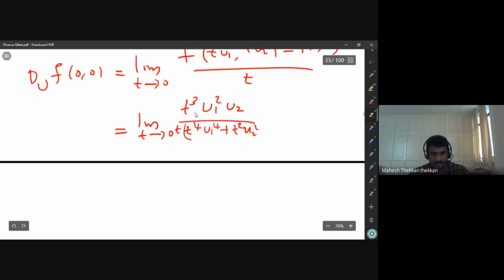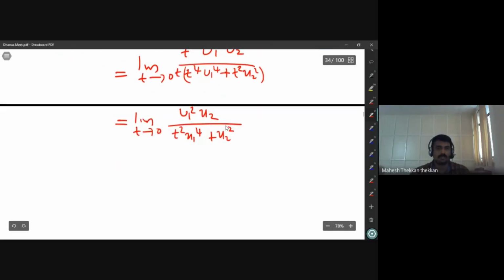That t I will take here. Now one t will cancel. I can take t² outside from the denominator. Here also t² is there, so the total t³ will cancel. So the remaining is the limit as t tends to 0 of u1² u2 divided by, t³ is gone, then the remaining t² u1⁴ plus u2².